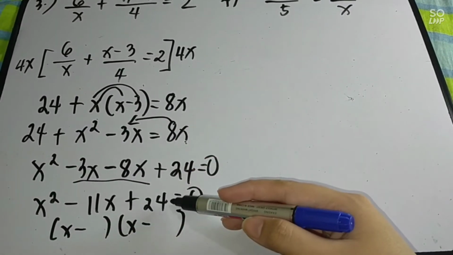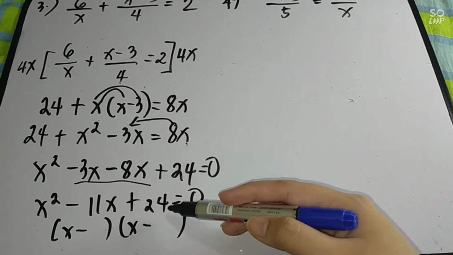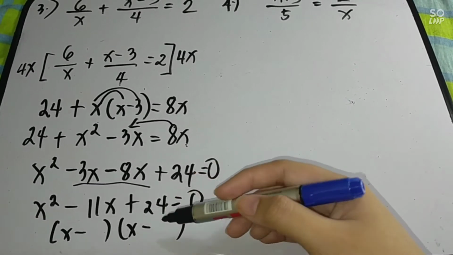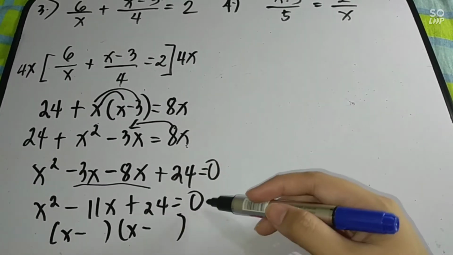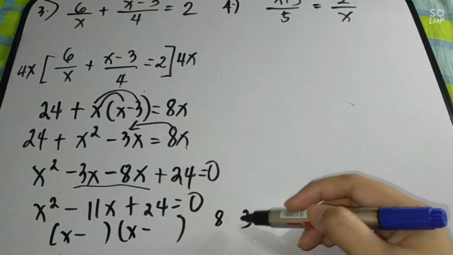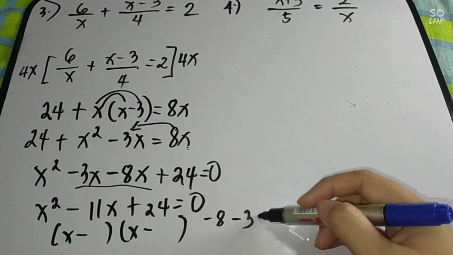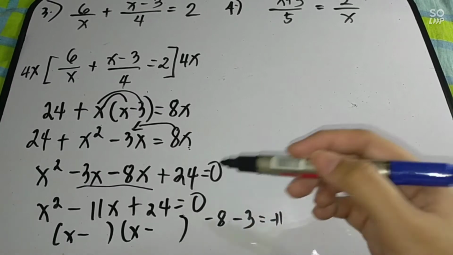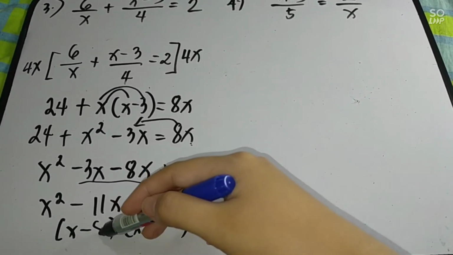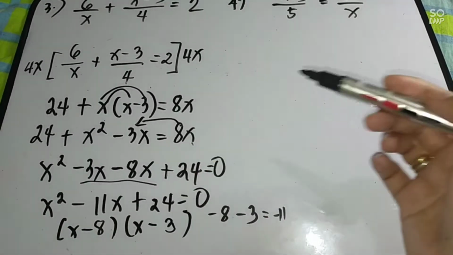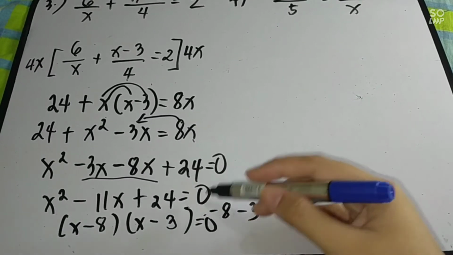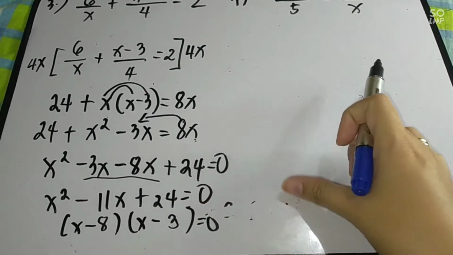Ngayon, think a number na factors na 24. Kapag siya ay inad mo, the answer is 11. So, ang factors si 24, 8 and 3. Pag pareha silang negative, the answer is negative 11. Ayun, nakuha na natin. So, you have here negative 8 and negative 3. So, it is equal to 0. So, that is now your factors.